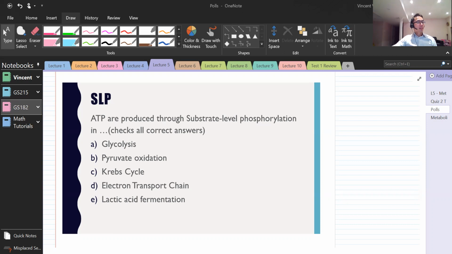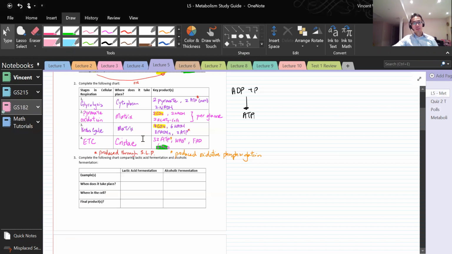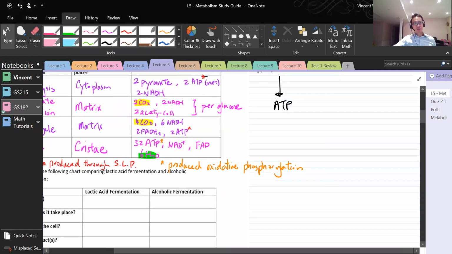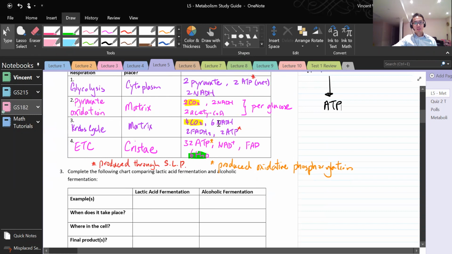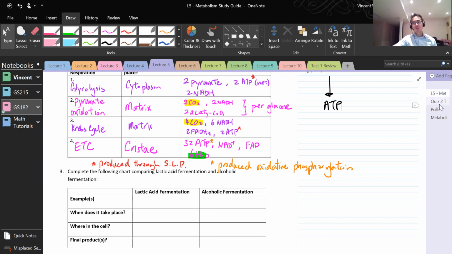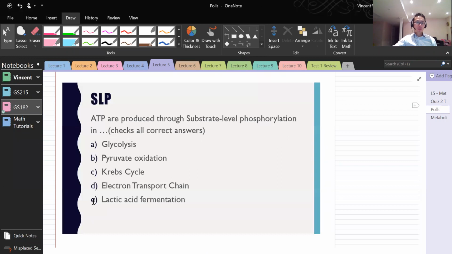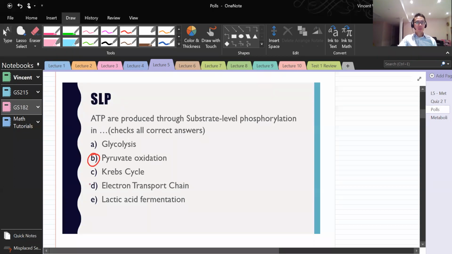All right, that has been a minute. I'm going to end the poll, and you just have to look at the chart that I wrote you. Look at the stars. There is a red star here. Those are the places where ATP is produced by substrate level phosphorylation. No ATP is produced in the second step, and everything in the last step is produced through oxidative phosphorylation. So therefore, the answers are this one and this one. Sorry, the first and the third.